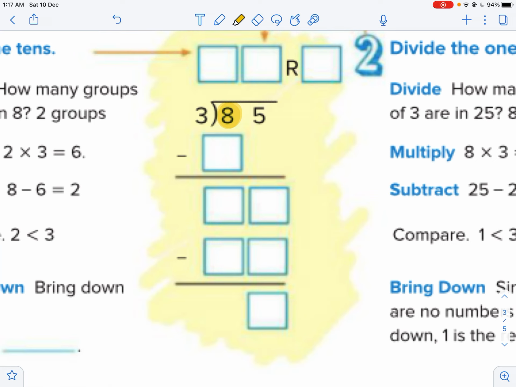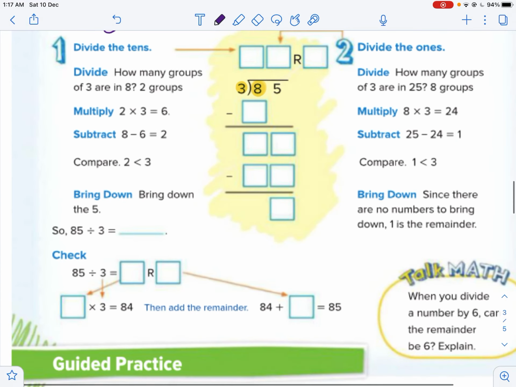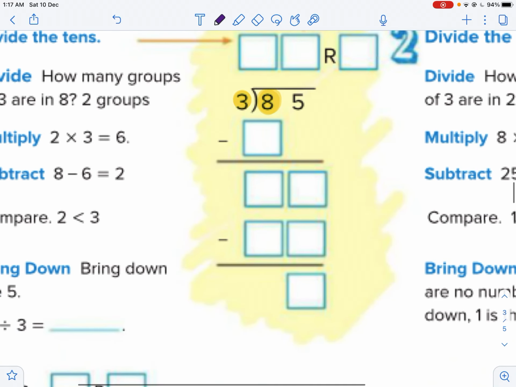Now this 8, is it bigger than or equal to this 3? The answer is yes. The 8 is bigger than the 3. Then that's good news. You are ready to start. You will start looking for this 8 in the times table for the number 3. Let's try to do it.